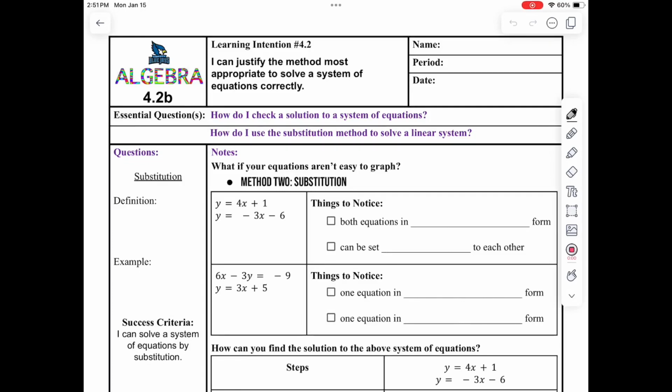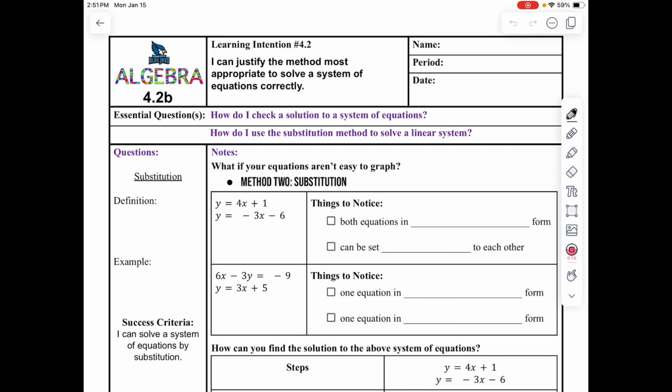Hi everybody, these are notes for 4.2b. Last section was 4.2a where we talked about graphing in standard form, or in slope-intercept form, and now we're going to talk about a different method of solving systems of equations where there are two equations that work together.